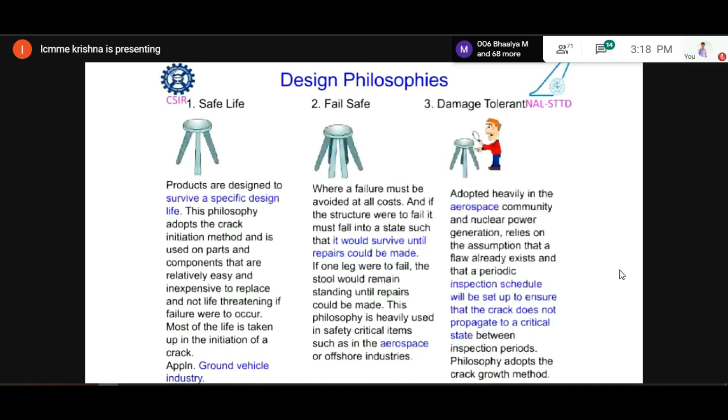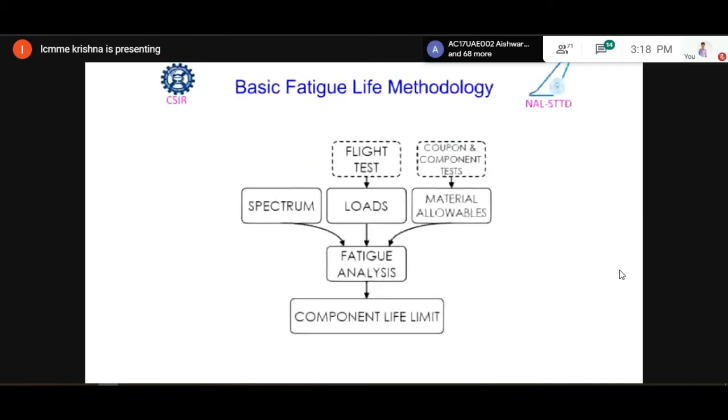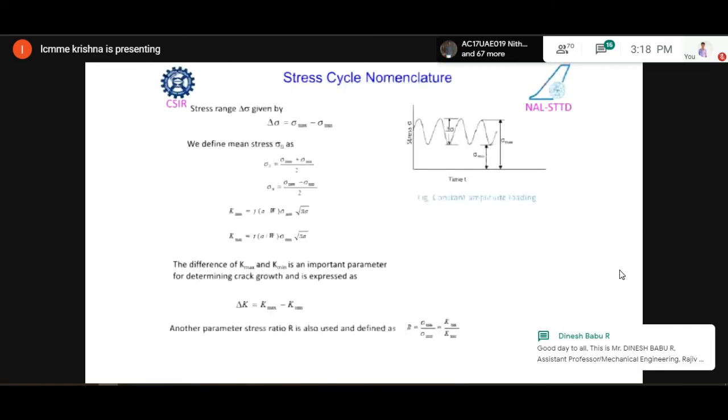Now coming to the basic fatigue life methodology, as I said, the 5-box trick, this is where we have loads, material and geometry parameters put into fatigue analysis to compute the component life limit. So this is similar to the 5-box trick where we have the flight test and the coupon and component test also coming into the picture. So here we take the basic constant amplitude load case.